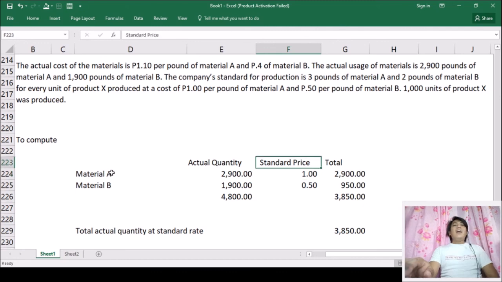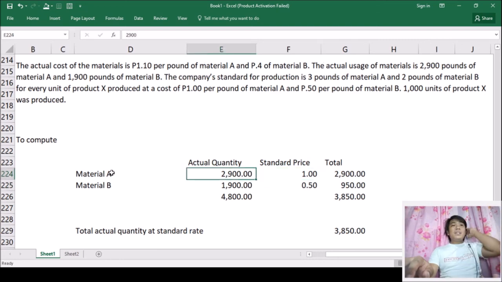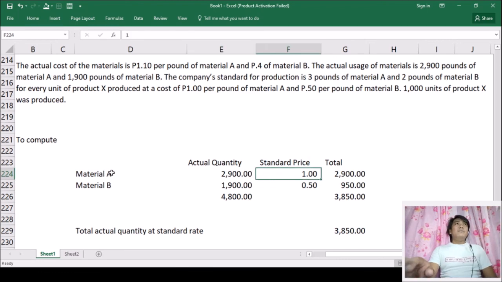After that, kunin mo yung standard price ng bawat material. In this case, sa material A, that's 1 peso. Then on material B, that's 0.5. And then multiply it. 2,900 multiplied by 1, that is 2,900. And then 1,900 multiplied by 0.5, that is 950. So, the total actual quantity at standard rate is 3,850.